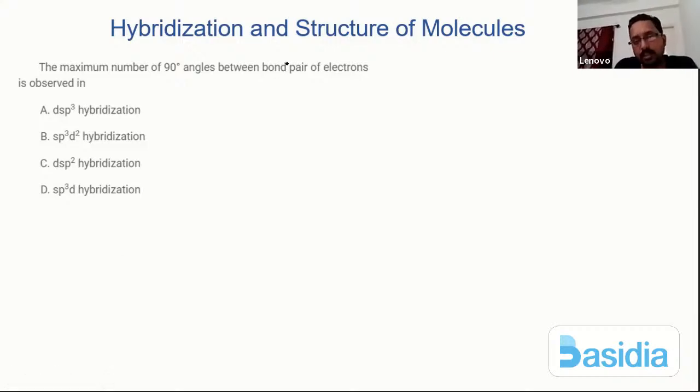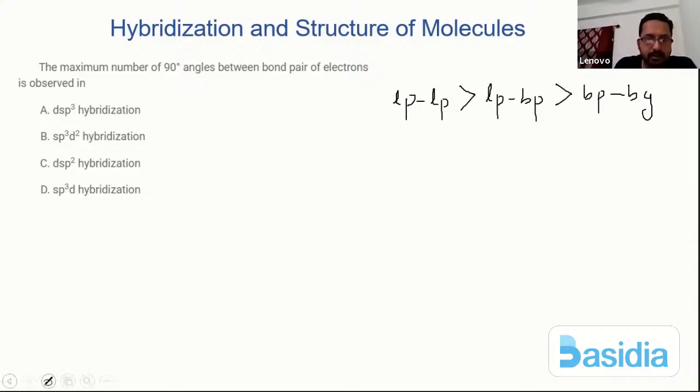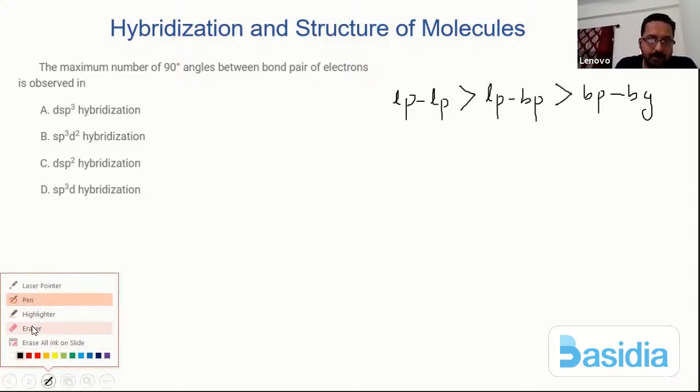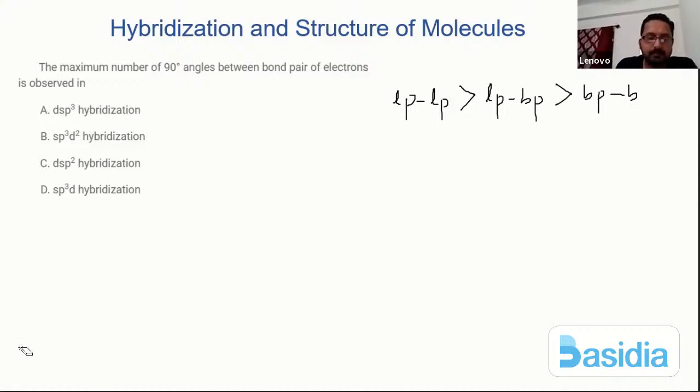See, now the question is not between the lone pairs. So there are normally three types of interactions. One is the lone pair interaction, which is a stronger interaction. Then you have lone pair and bond pair repulsion. The last one is bond pair and bond pair repulsion.